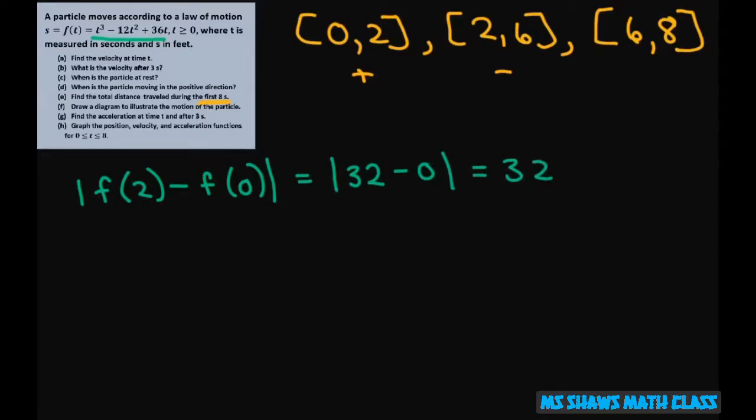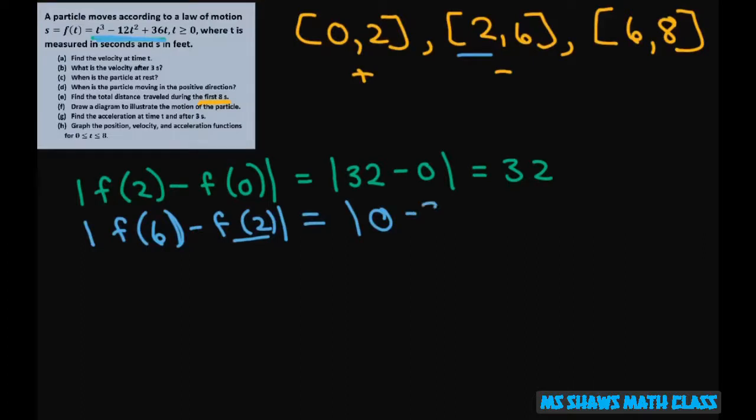Now, let's do this one. So we have the absolute value of f of 6 minus f of 2. We're doing absolute value because distance is always positive. So f of 6, if I plug in 6 in here, you're going to get 0. And then we already did f of 2. F of 2 was 32. So you subtract that. Absolute value of negative 32 is 32.